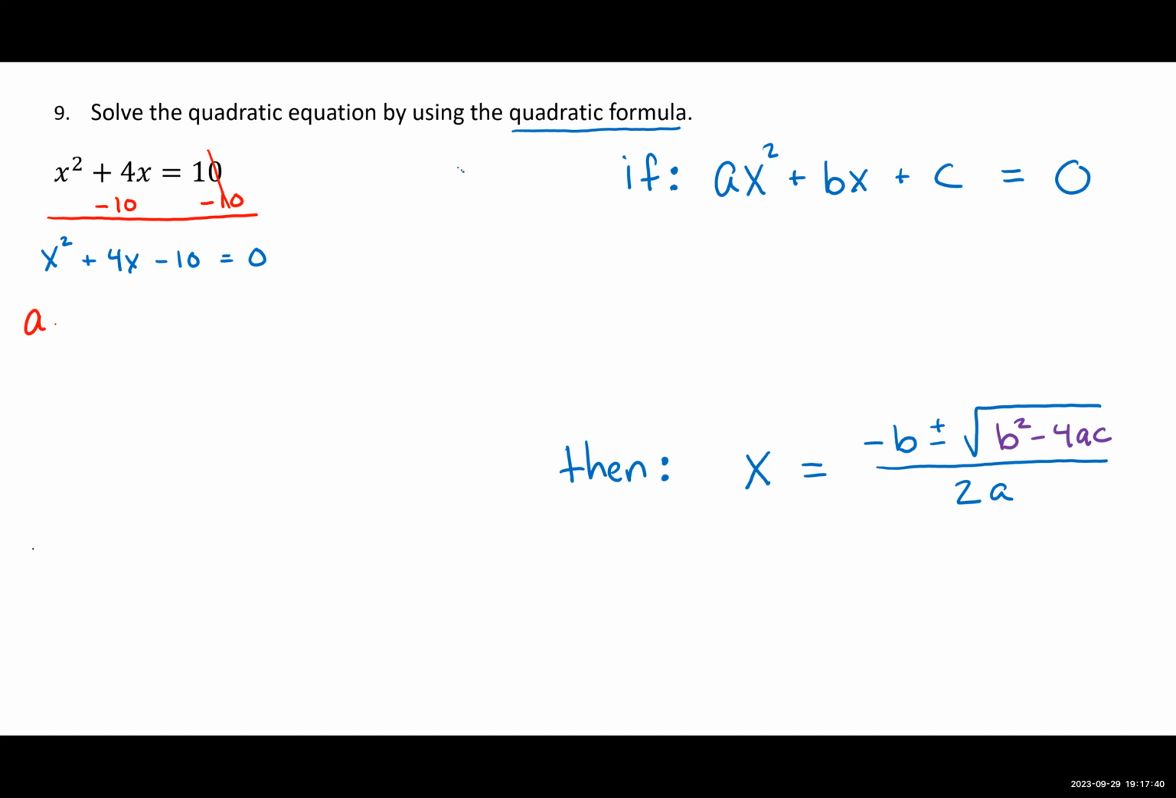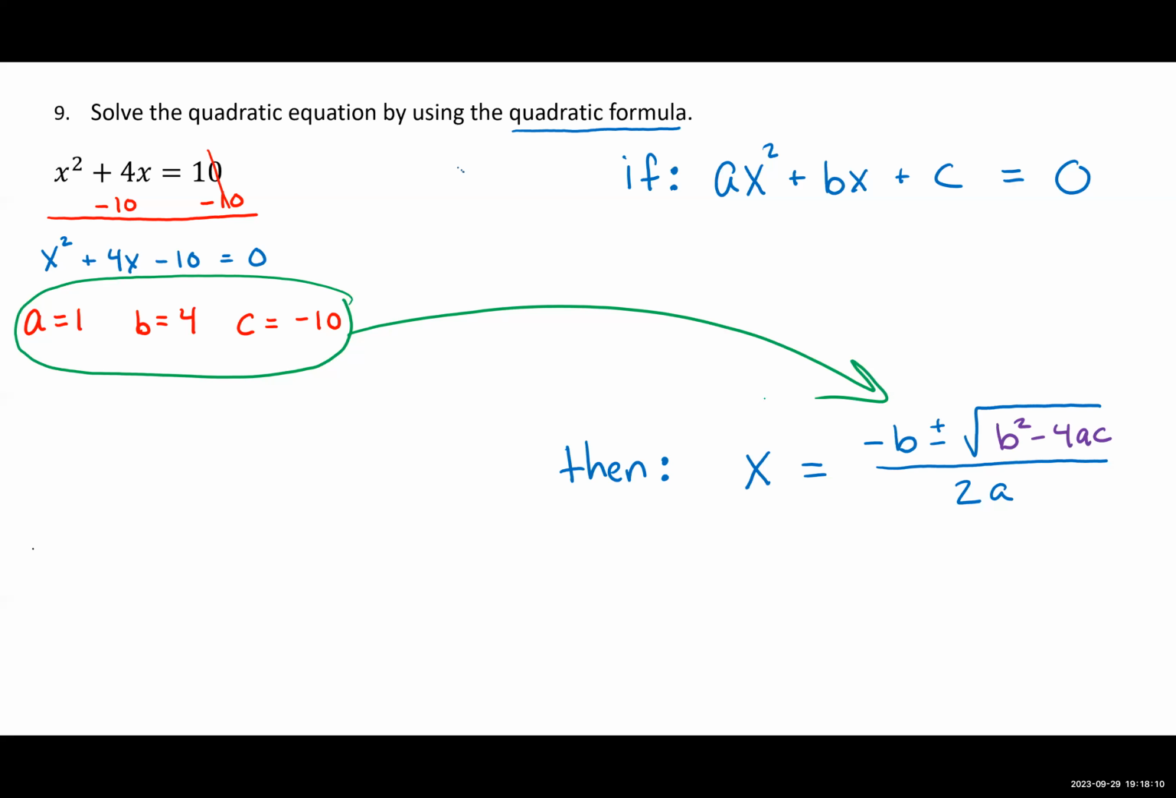So for this problem, we've got a is equal to 1, because it's 1x squared. b is equal to 4, 4x, and c is equal to negative 10. So those three numbers, the 1, the 4, and the negative 10, you plug them into that formula. You replace the a's with 1s, the b's with 4s, and the c's with negative 10s.